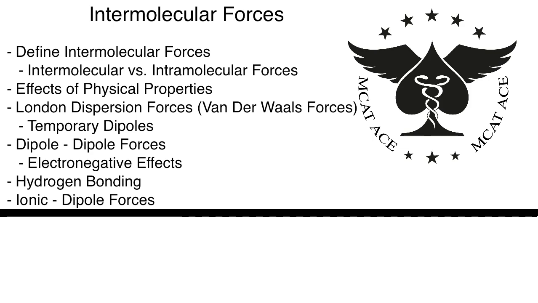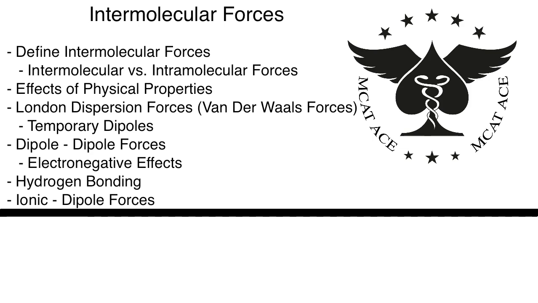This is a type of temporary dipole. So we're going to take a look at how these temporary dipoles come into being and why they're so weak, because as the name would imply, they're temporary. They're going to be fleeting. They're not going to be around for a very long time.